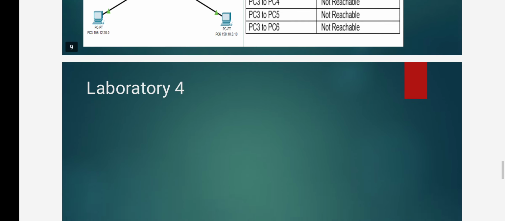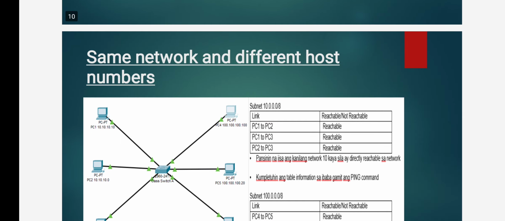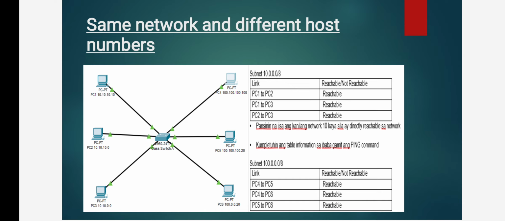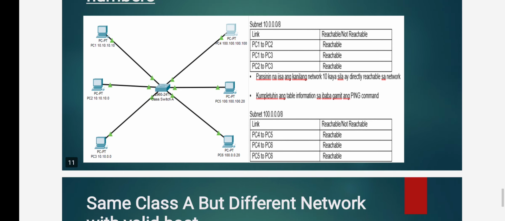Next, laboratory 4. Same network and different host numbers. On the left is the diagram, and the subnet is here, then the right. Let's go into the right side. Link PC1 to PC2 is reachable. Why? Because the network part of PC1 and PC2 is the same, and that is what you call reachable, because it is in the same network part.